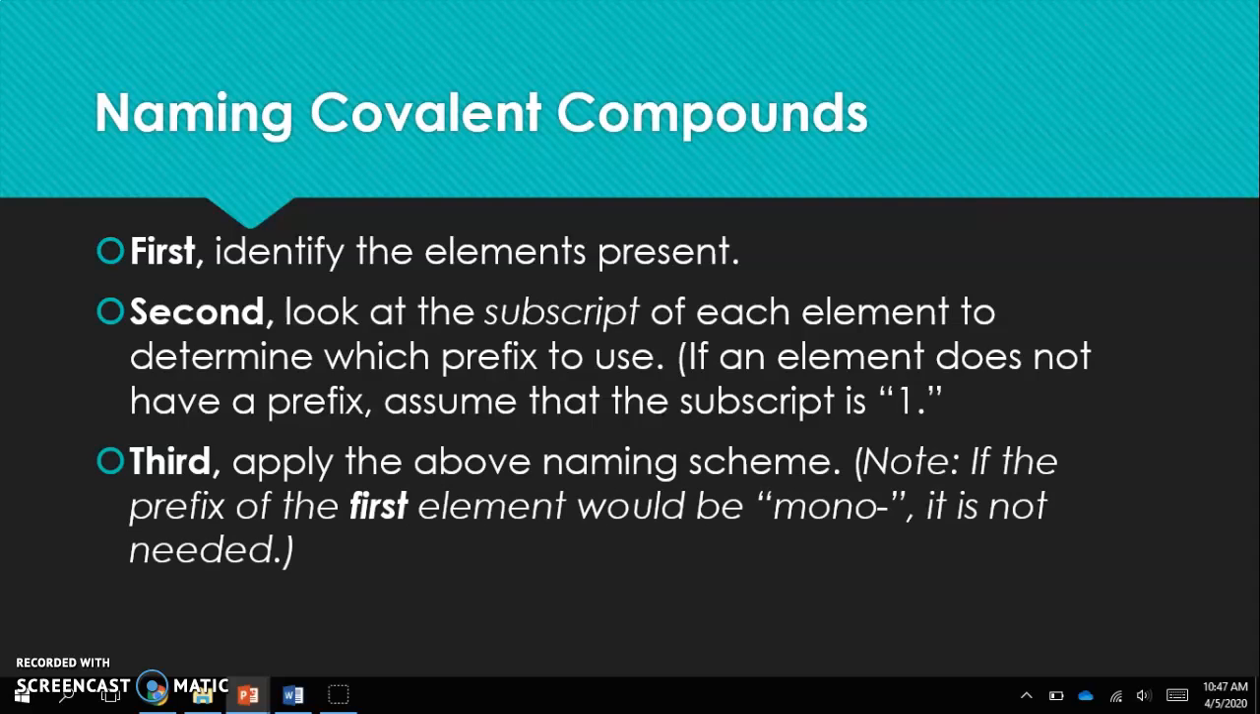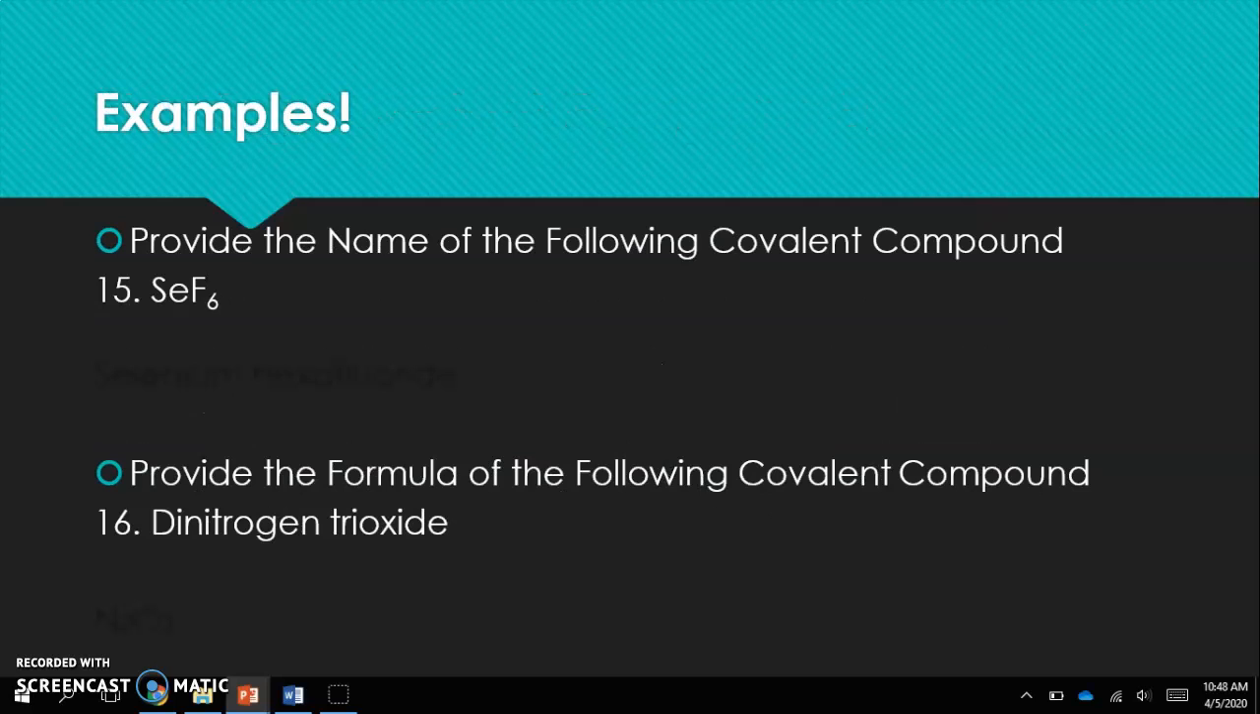Third, you're going to apply the naming scheme. So if the prefix of the first element would be mono, it's not needed. So if the first element has a 1, you don't have to add the mono to it. So let's do an example.